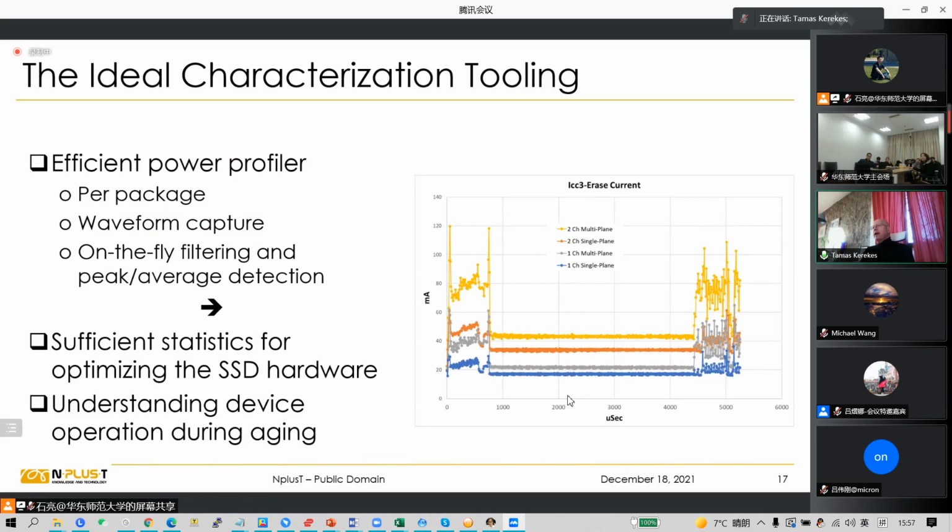Also, what we highlighted before, an efficient power profiler, with which you can measure the current dynamically, so you can also capture a waveform per package. It's also important because you have measurement noise and other challenges, so you need on-the-fly filtering and on-the-fly peak detection. This will allow you to generate sufficient statistics for optimizing your SSD hardware, and it also helps you to understand device operation during aging.